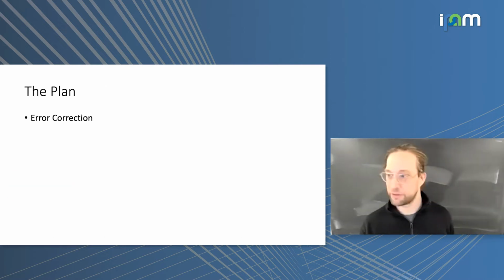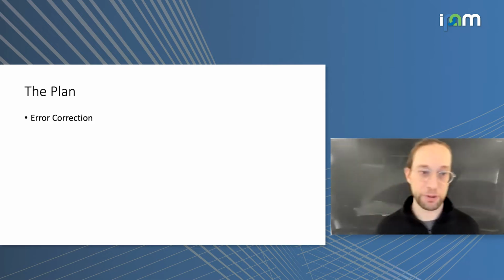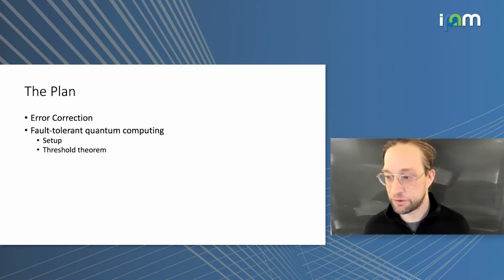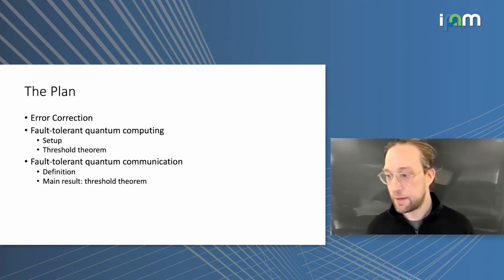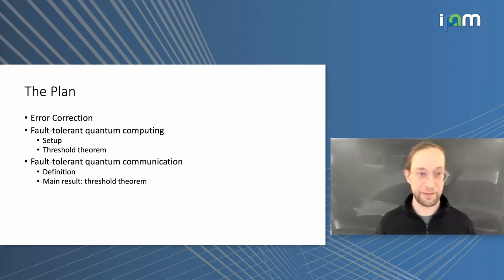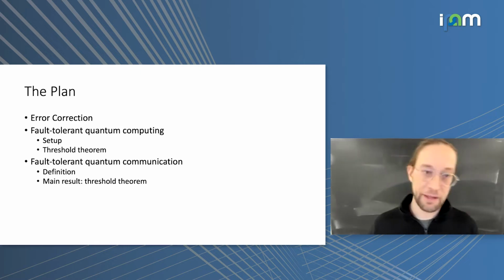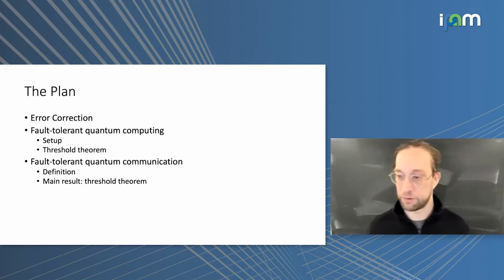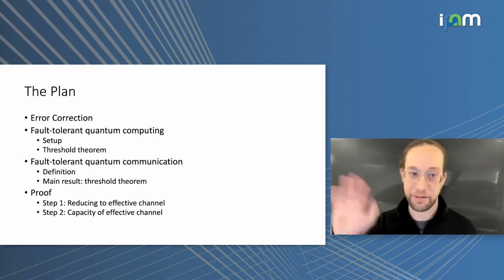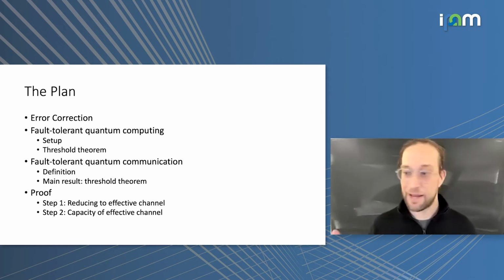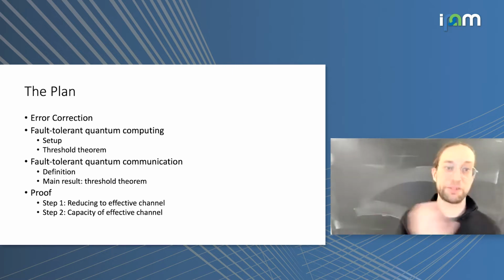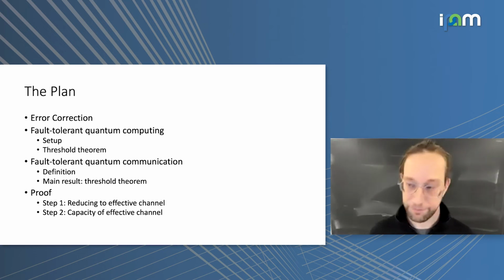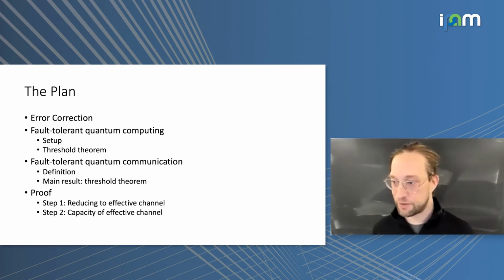So the plan for the talk is to talk briefly about error correction, to talk about fault-tolerant quantum computing, the setup, and then what is called the threshold theorem. Then I want to give you a definition of a fault-tolerant quantum capacity. And then I want to give you a threshold theorem for that case. And maybe just in one slide, I will tell you what the steps are. They're reducing to some kind of effective channel in the original scenario, and then to solve that case.